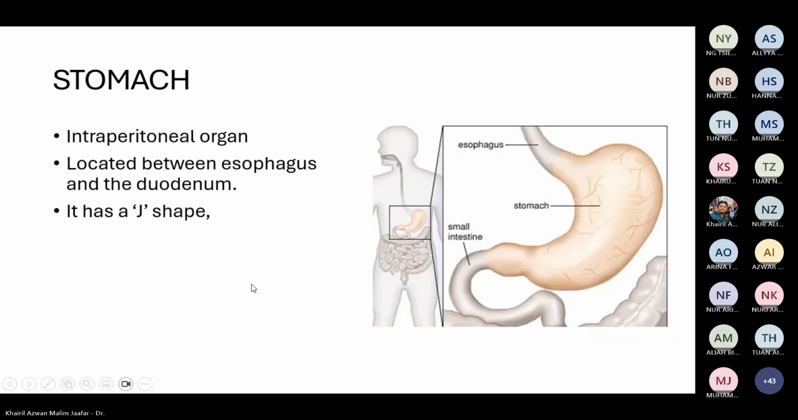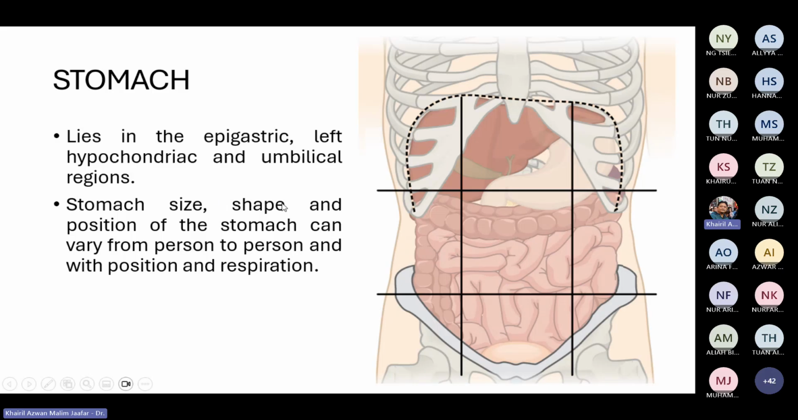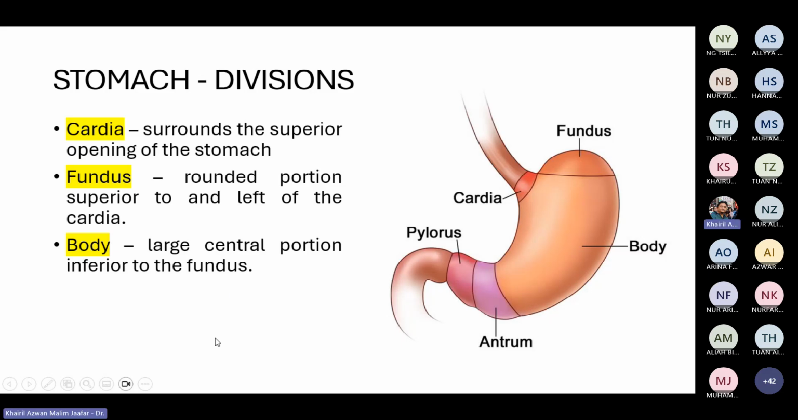Now we come to the stomach. An important thing in the stomach is where it lies. It lies in the epigastric, left hypochondriac, and umbilical regions. The size, shape, and position of the stomach can vary in individuals. Parts of the stomach are also important. You have to know where the fundus, the body, cardia, antrum, and the pylorus are.